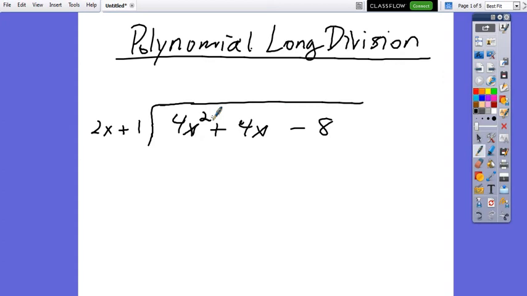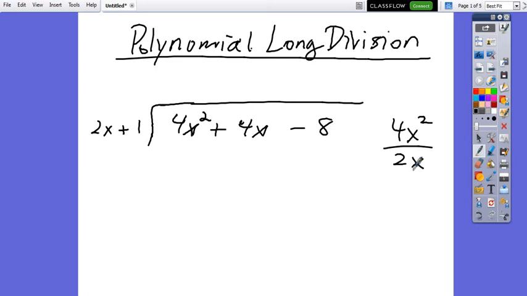All right, so what we're going to do, anytime we're doing polynomial long division, listen, is we're going to look at the first terms of the two polynomials. The polynomial inside is called the dividend. The polynomial on the outside is called the divisor. So we're going to look at the first term of the dividend and the first term of the divisor. We're going to divide those. So it will always be 4x squared over 2x.